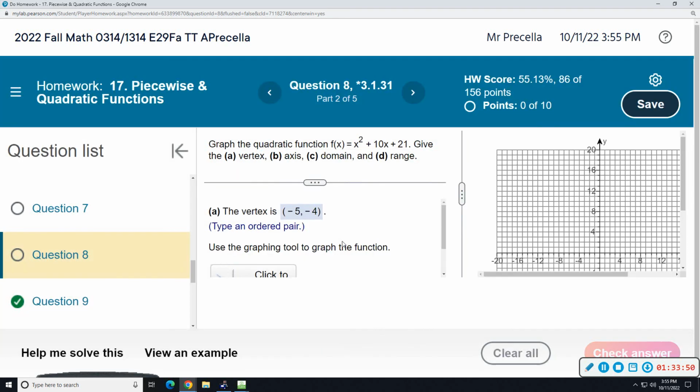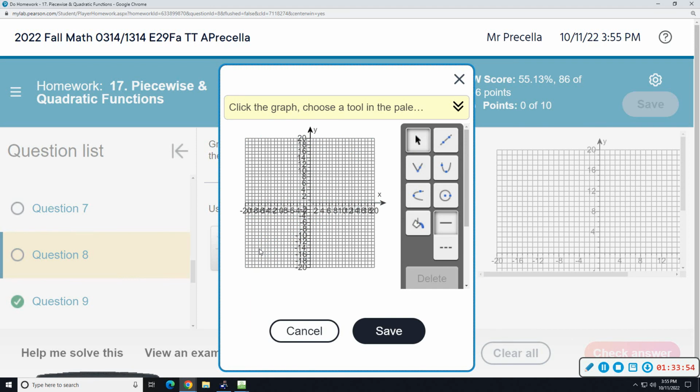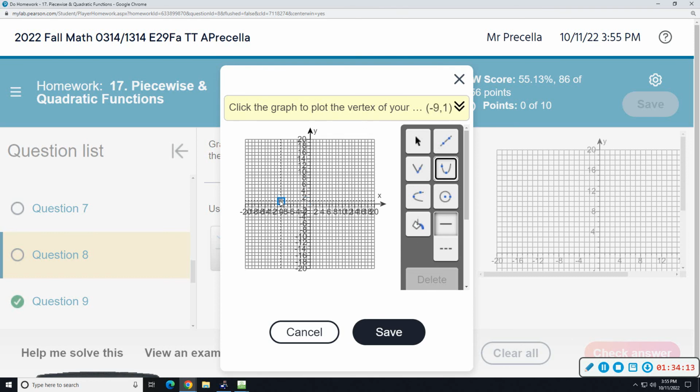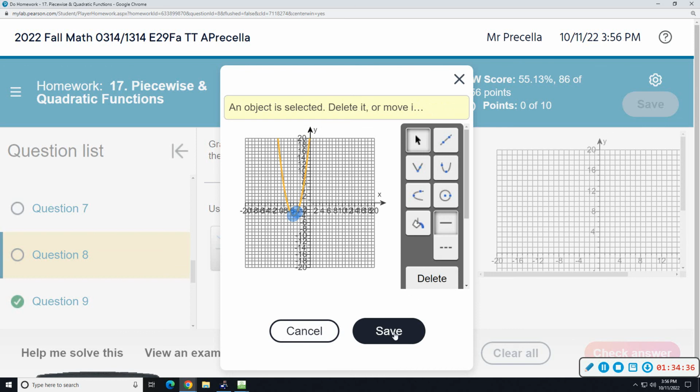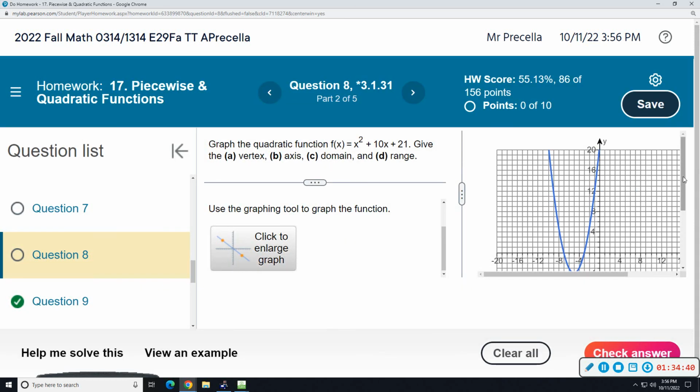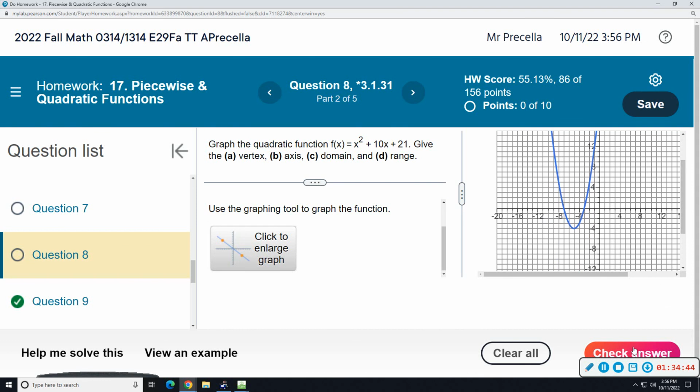Oh, they want you to draw the graph before the axis. Okay. So I'll click the vertical parabola tool right here. And I have to plot the vertex. What did we say the vertex was? Negative 5, negative 4. Is that it? Yes. Okay. And now I need that second point that we found. Negative 4, negative 3. Is that it? Yes. Save it. And notice it looks a lot better there. Okay. Check answer.